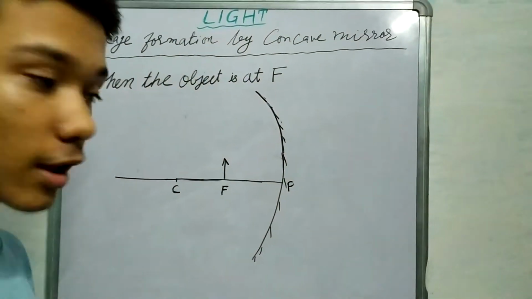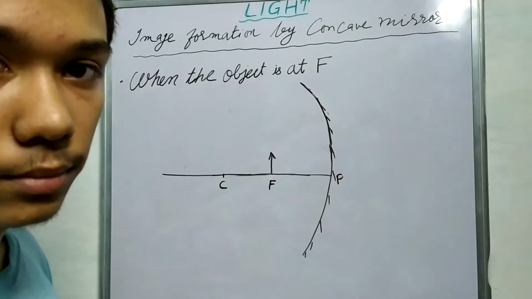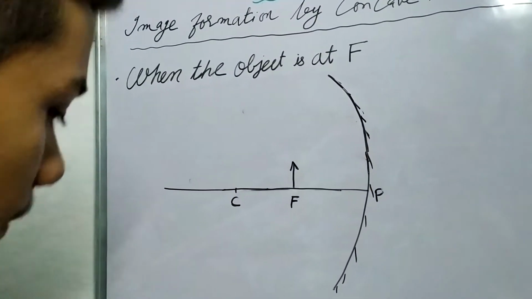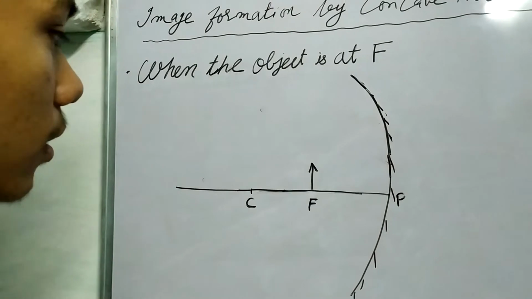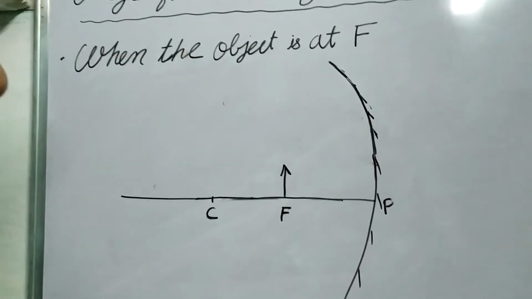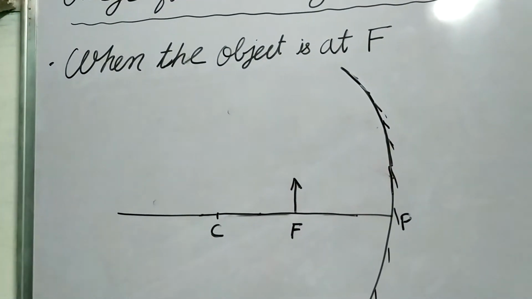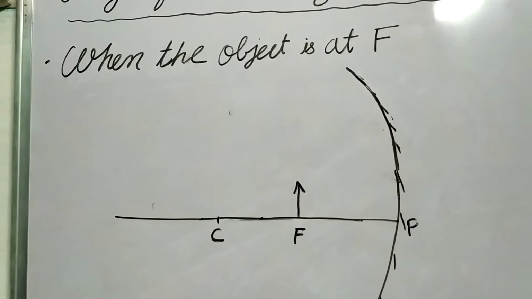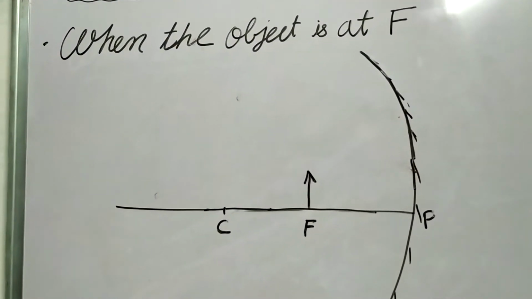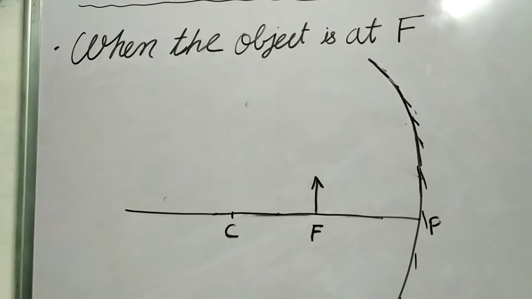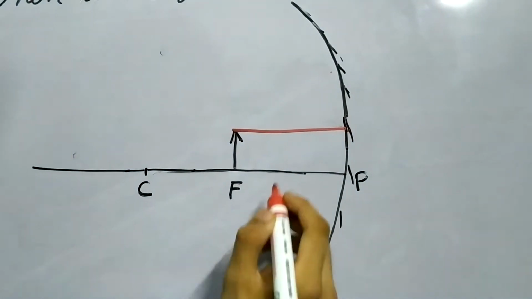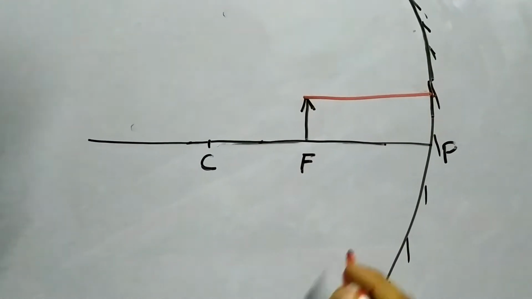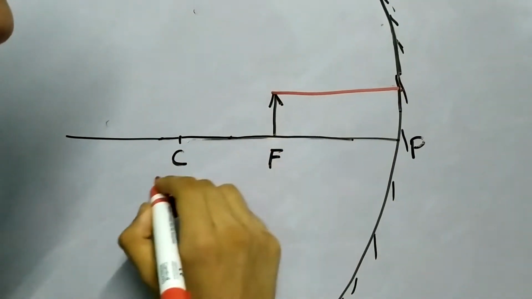Hi. So the next step closer towards the pole is the focus. Now let us see what will happen if we consider an object placed right at the focus of this mirror. Which two rays can we take? Now we can take the ray which is parallel to the principal axis, and it will pass through the focus.